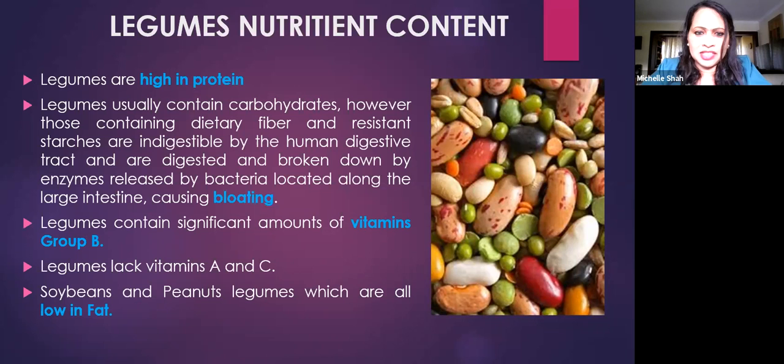Legumes contain significant amounts of vitamins in the B group, but they lack vitamins A and C. Legumes such as soybeans and peanuts are not low in fat. Those are not, however, grown in Trinidad. So at the end of the presentation, I will let you know which are the ones not grown in Trinidad, and I'll give you a brief description of those.